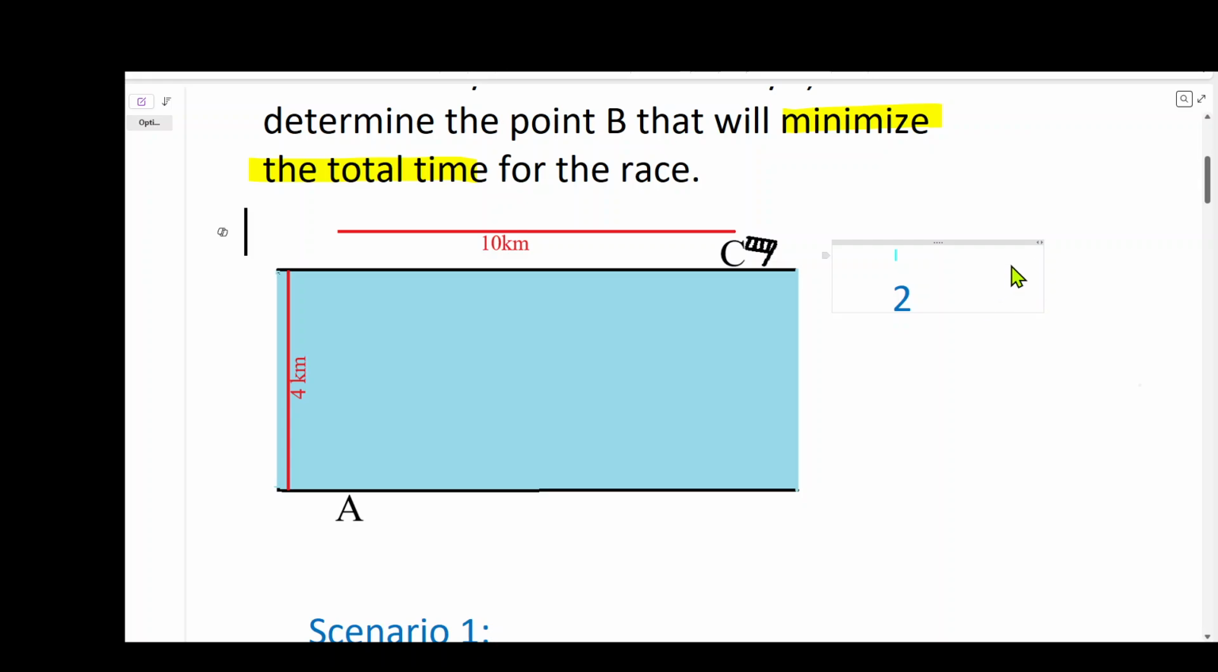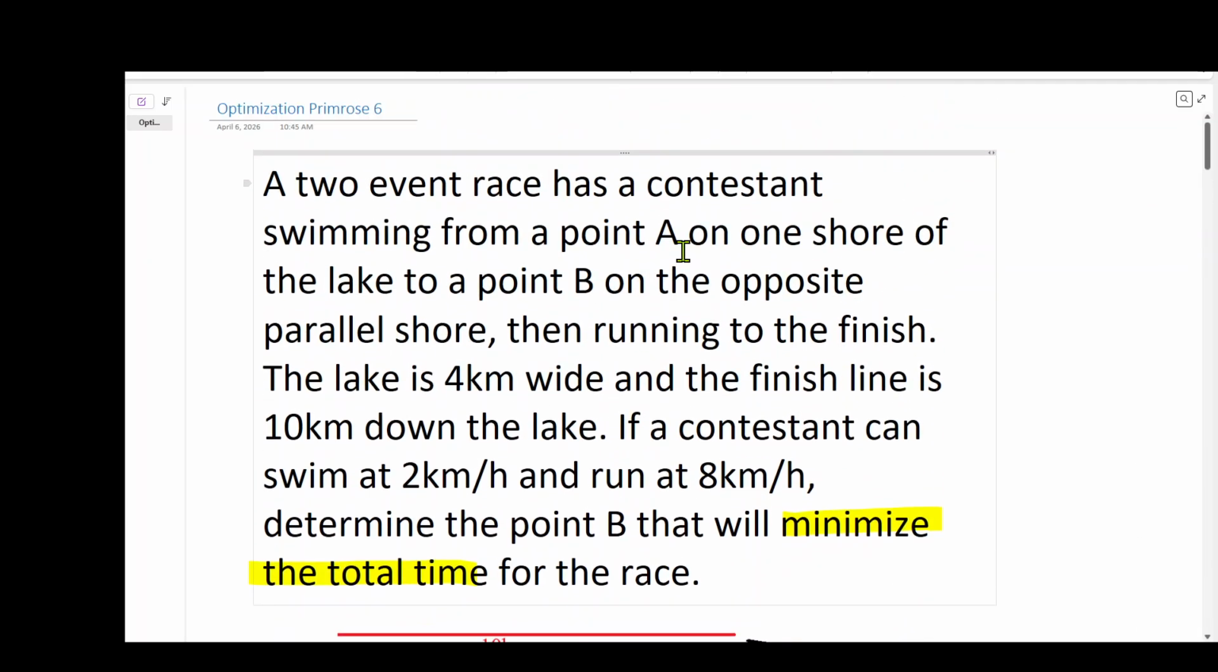So we have a person who is going to start at point A and is going to swim across the lake, get out of the lake, and then start running towards the finish line, which is here at C. And so the problem specifically states, determine point B that will minimize the total time.